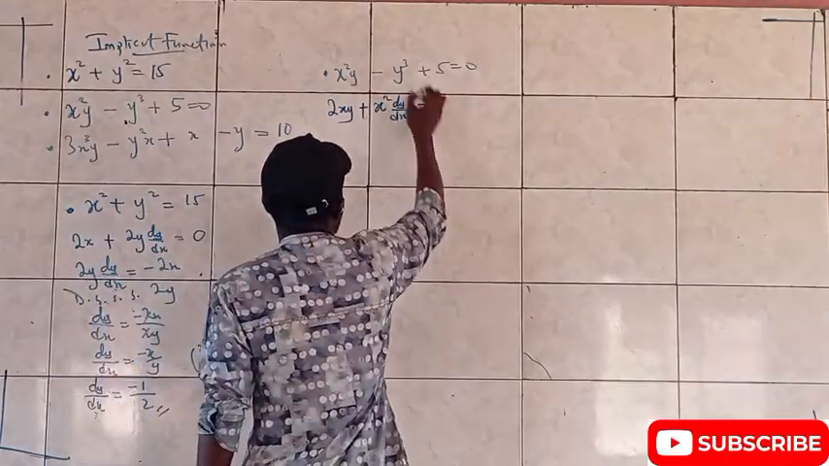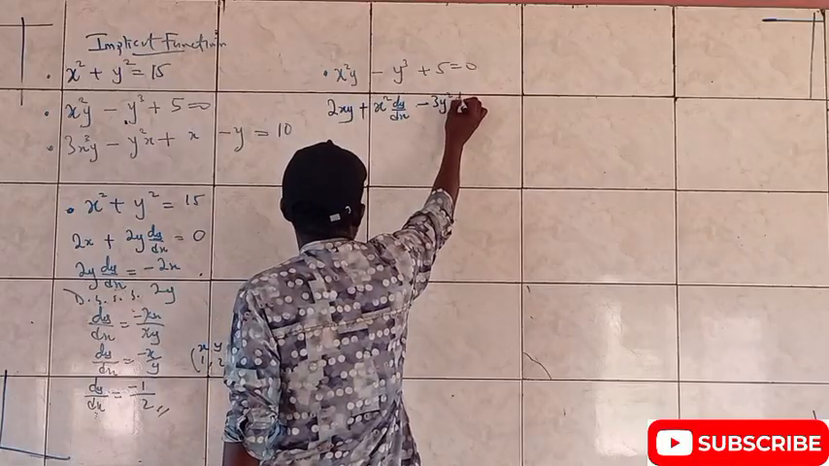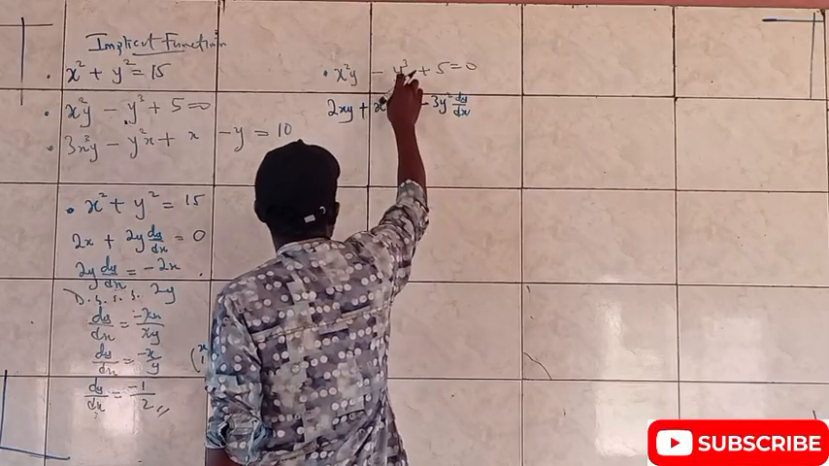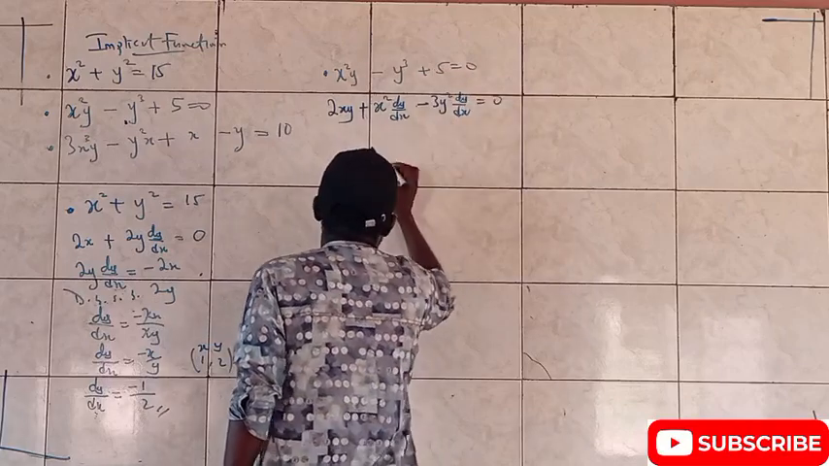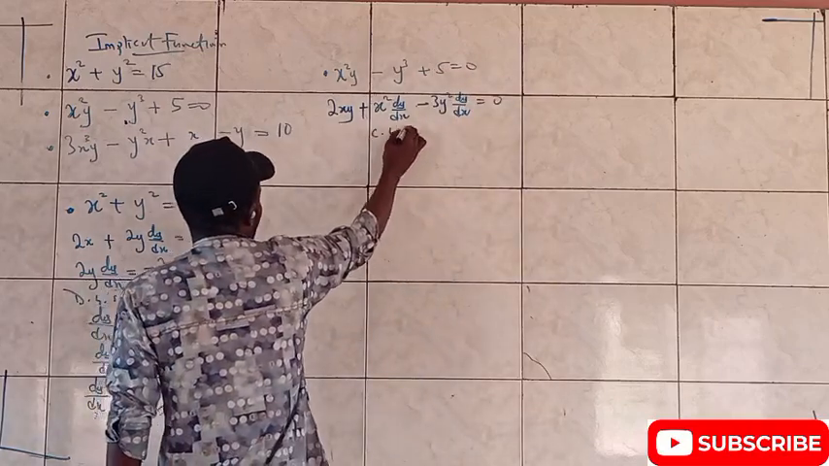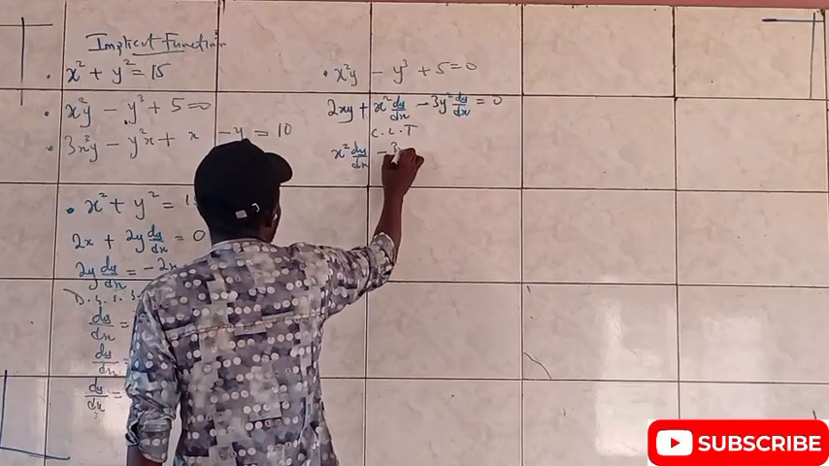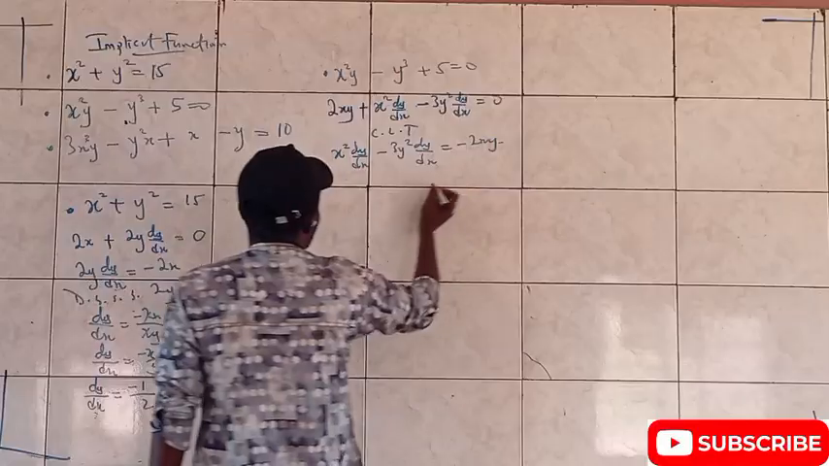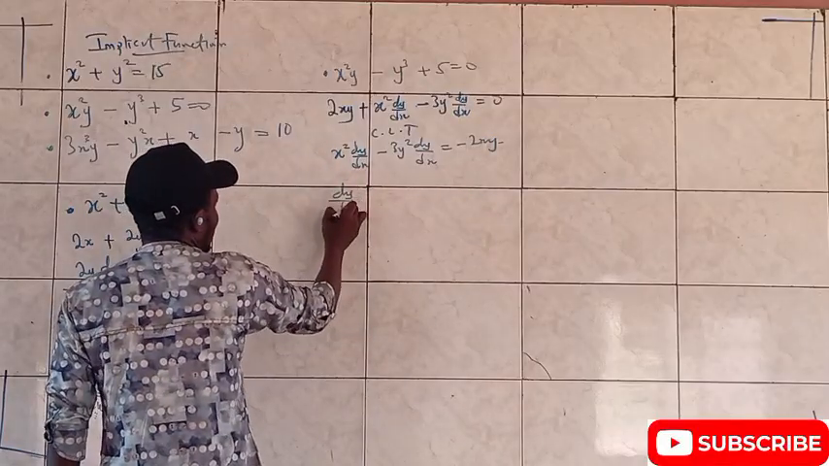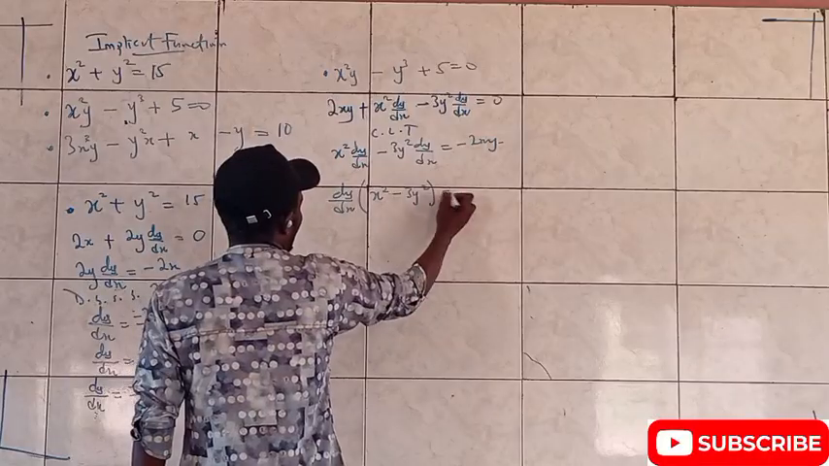I go further to saying this is y. So differentiate y, I have 3y squared, and I put the dy/dx inside it because I'm differentiating a y. Then differentiate 5 is 0. So I have 0. Then I will simply collect like terms. So it becomes x squared dy/dx minus 3y squared dy/dx equals minus 2xy.